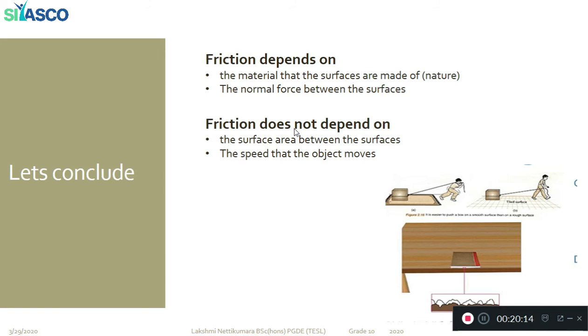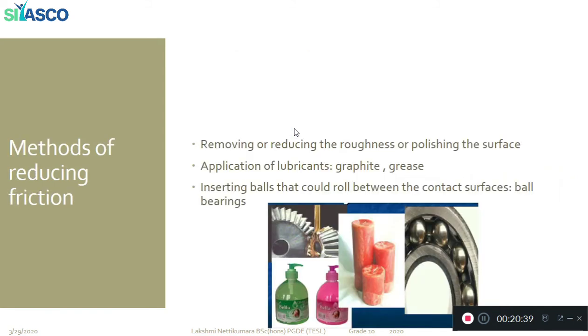activities here. Friction depends on the material or the nature of the surface and the normal force between the surfaces. Friction does not depend on the surface area between the surfaces and the speed that the object moves. So these 4 points you have to remember thoroughly.